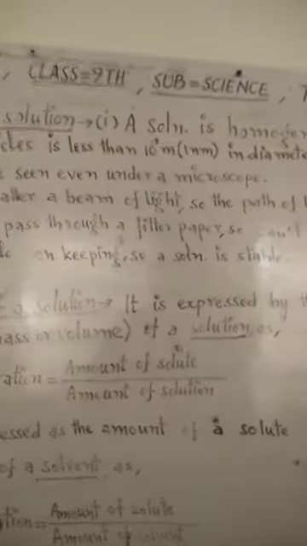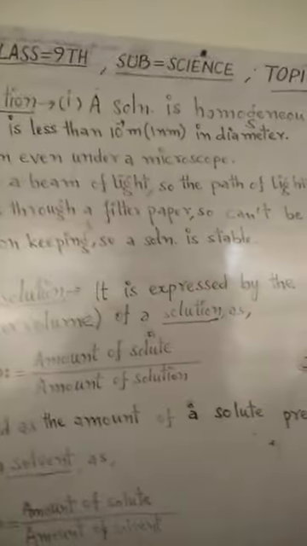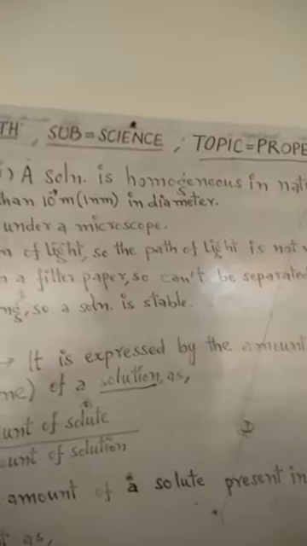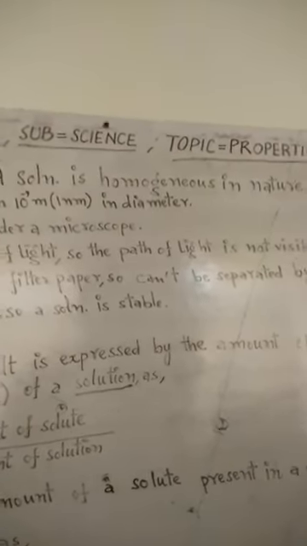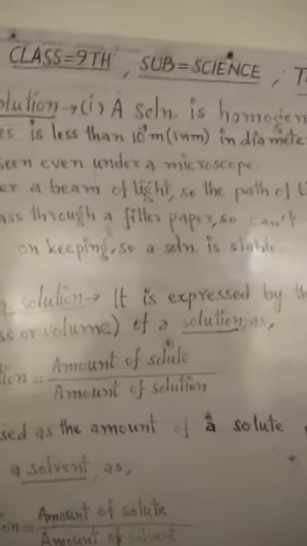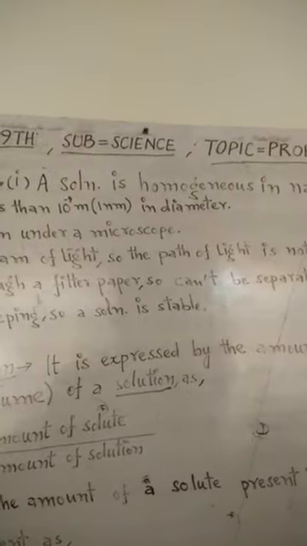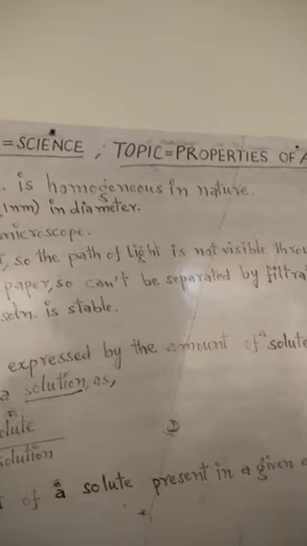You know, a solution is a homogeneous mixture. It is made of two components, solute and solvent. Solute particles are dissolved in solvent molecules. Solvent may be water or any other liquid. The particles of a solute get dissolved homogeneously between the particles of a solvent.